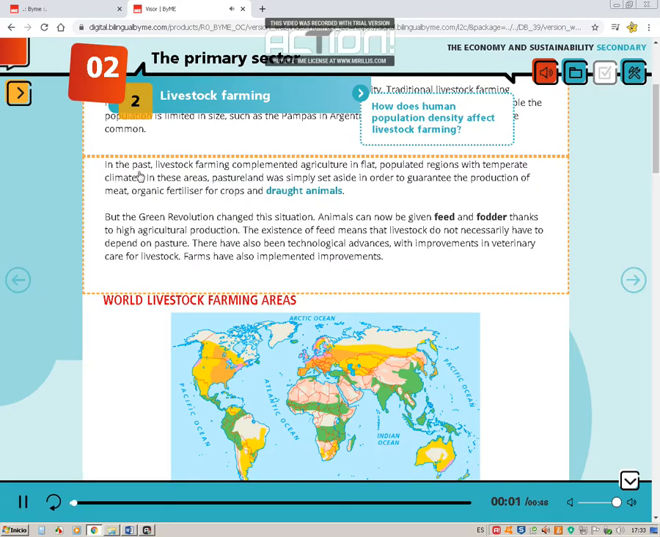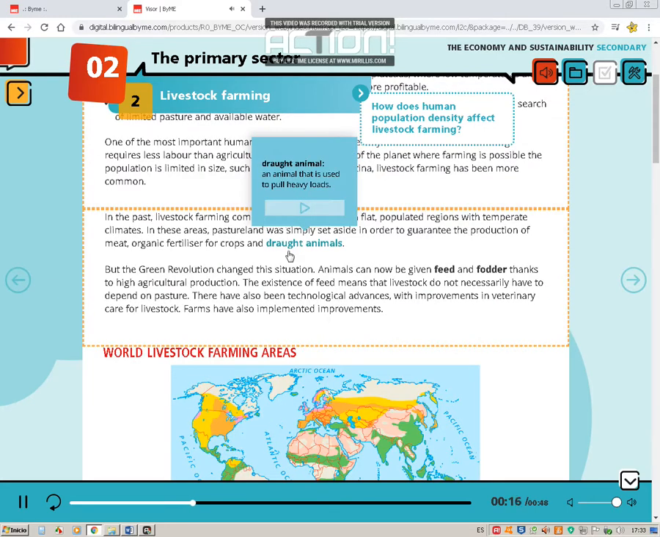In the past, livestock farming complemented agriculture in flat, populated regions with temperate climates. In these areas, pasture land was simply set aside in order to guarantee the production of meat, organic fertilizer for crops, and draft animals.